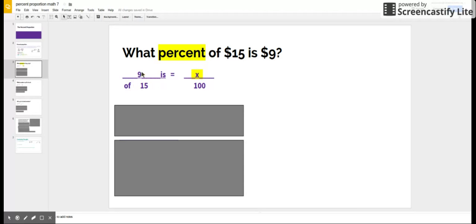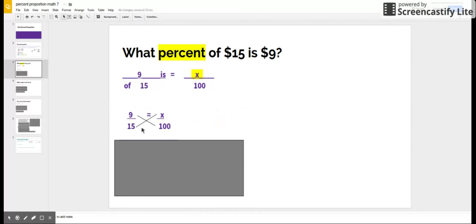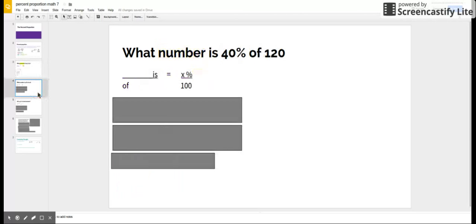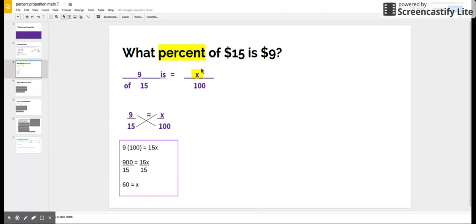Is 9. So we're going to put 9 at the top. Okay, so this is the part, 9. This is the whole, 15, and we're trying to find our percent. So how do we do this? We just solve as we normally would a proportion. So we just cross multiply. So 9 times 100 is 900. 15 times x is 15x. Then you would divide both sides by 15, and you would get your answer to be 60. Okay, so in other words, 60% is 9 over 15.